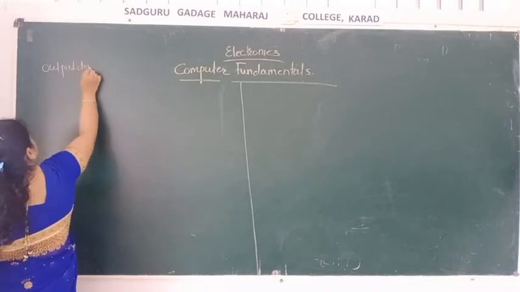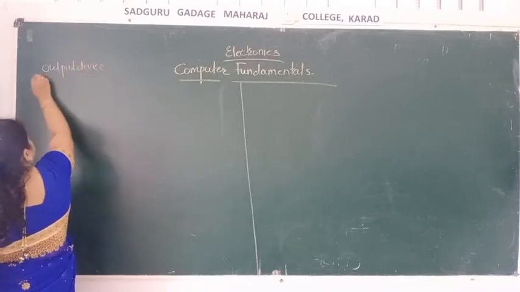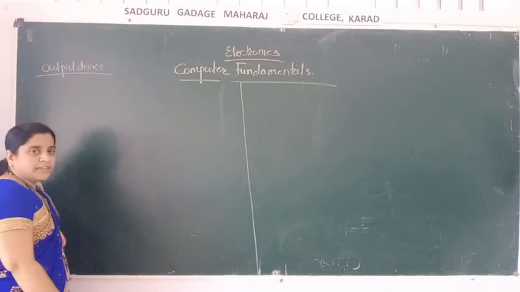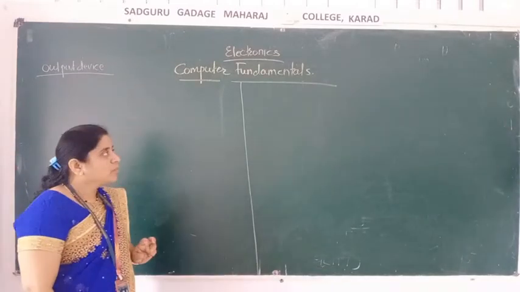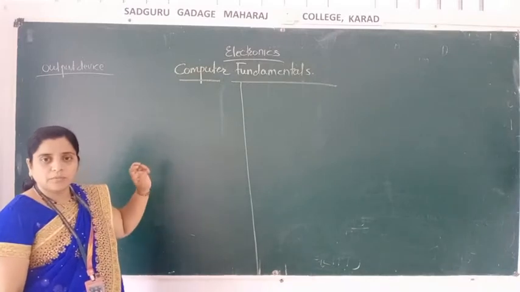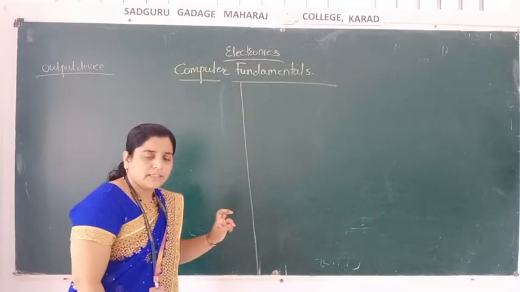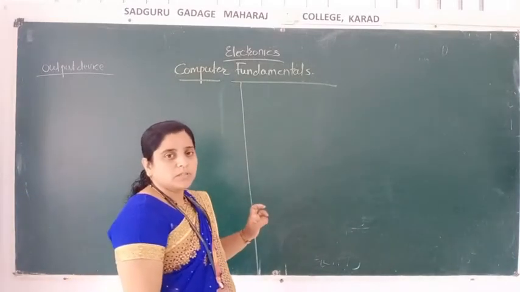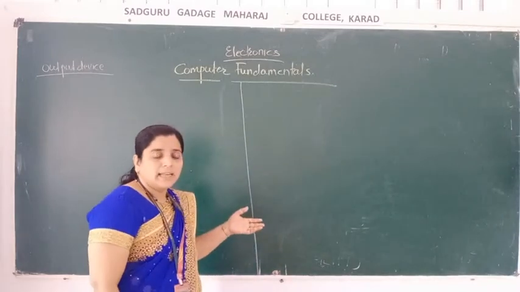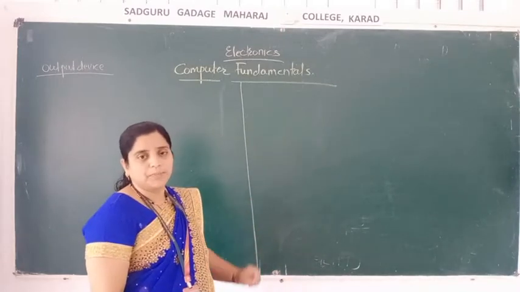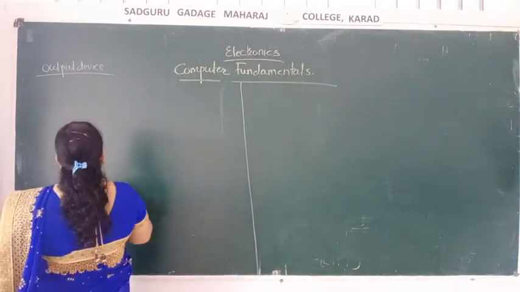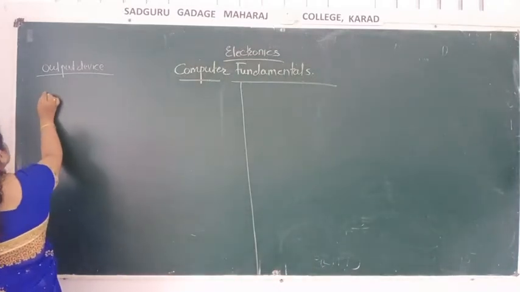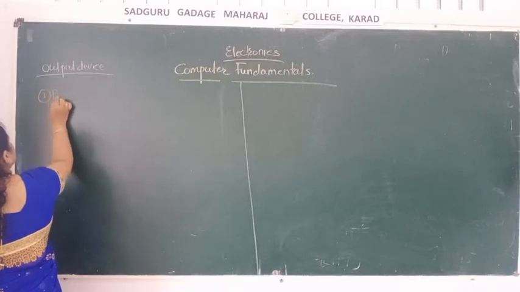Which are the input devices that we have seen in the previous lecture? The input devices are the keyboard, then the mouse, and the light pen. All these are input devices. Now the output devices. Yes, the first output device is the printer.